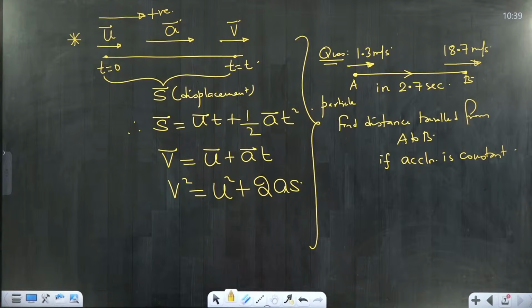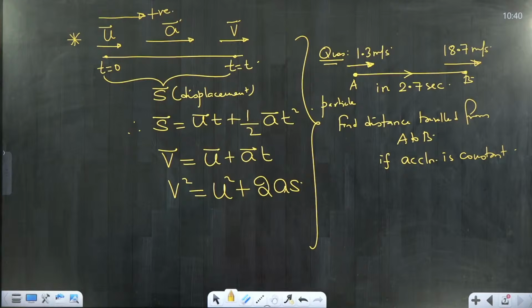You know the equations, written in time t: s equals ut plus half at square, v equals u plus at, v square equals u square plus 2as. Now these are the equations generally taught in class 10th or 9th, and they give you a question and say some values are given.